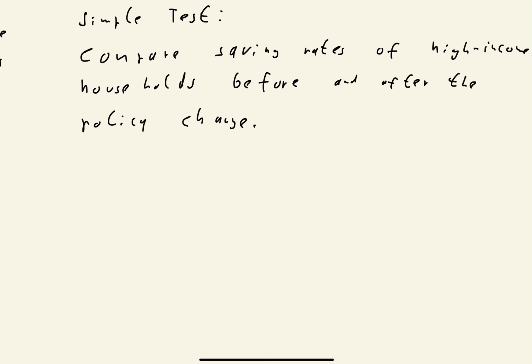You simply calculate the average saving rates of high-income households before the policy change, and then you calculate the average saving rates after the policy change, and then you take the difference, and by this you can see the effect of the policy change on savings of high income households in this country.